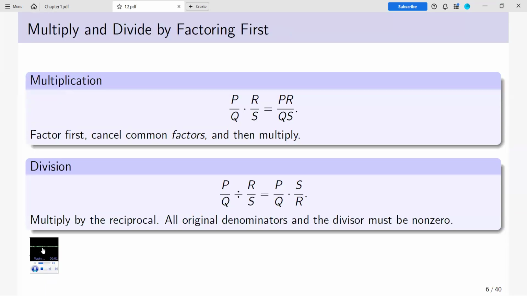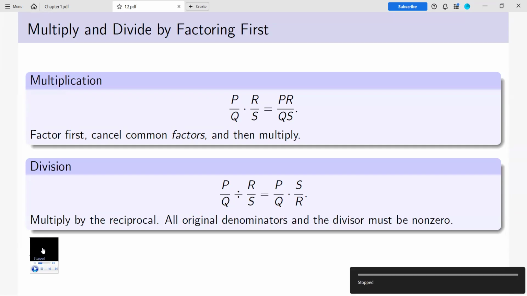For multiplication, factor before multiplying. For division, first replace division by multiplication by the reciprocal. This is one of the rare moments when flipping something actually improves the situation.